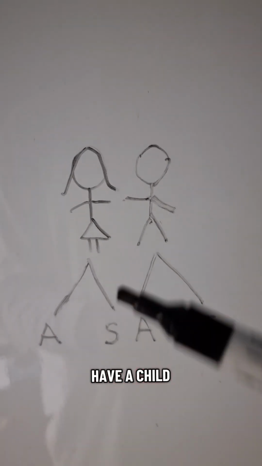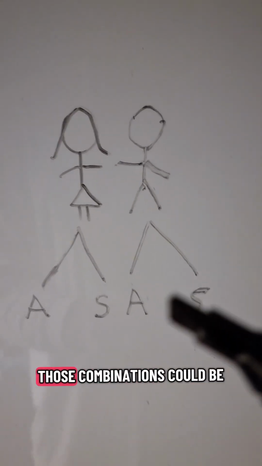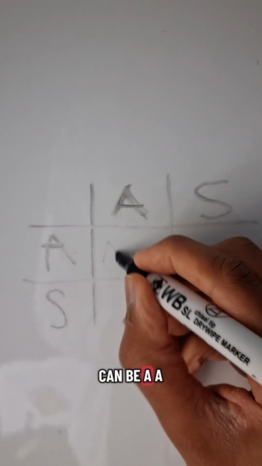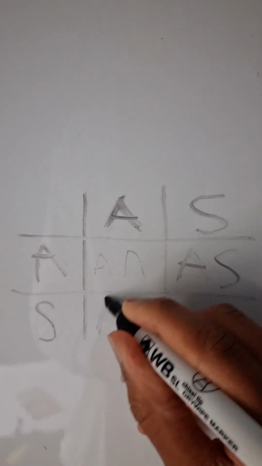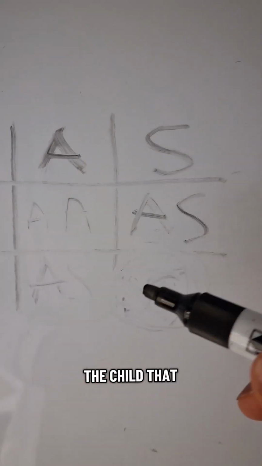So when they have a child, the child will inherit a combination of these four genes. So we can now see what those combinations could be. So this is the easiest way that I find to explain it. So you've got the A and S gene from one parent and the A and S gene from the other parent. So the combinations that we have can be A, A, A, S, and SS. The child that inherits this combination, SS, is going to be born with sickle cell.